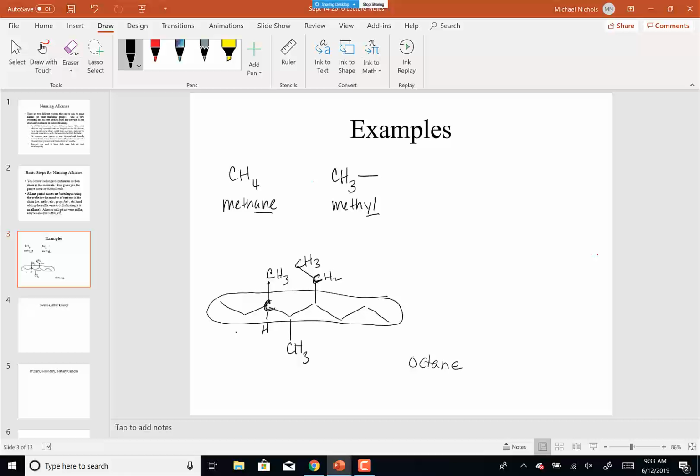So now we can name the groups. In my sequence of naming here, the first thing I do is find the longest chain. Then I'm going to name the substituents. The substituents are the groups attached to the longest chain. And you can use a highlighter to highlight the longest chain. You could circle it like this.